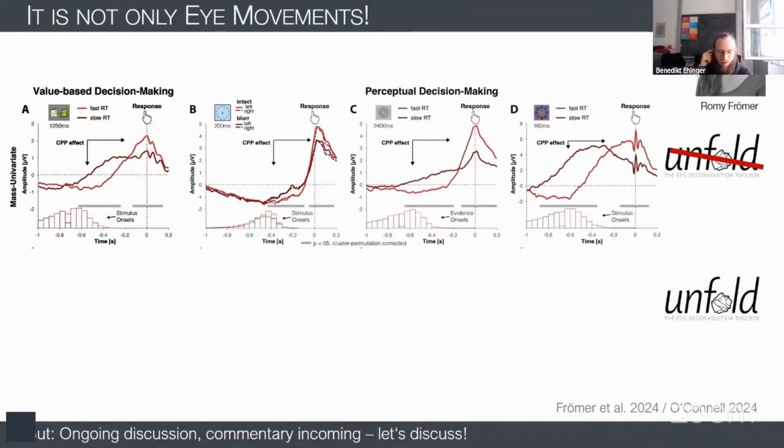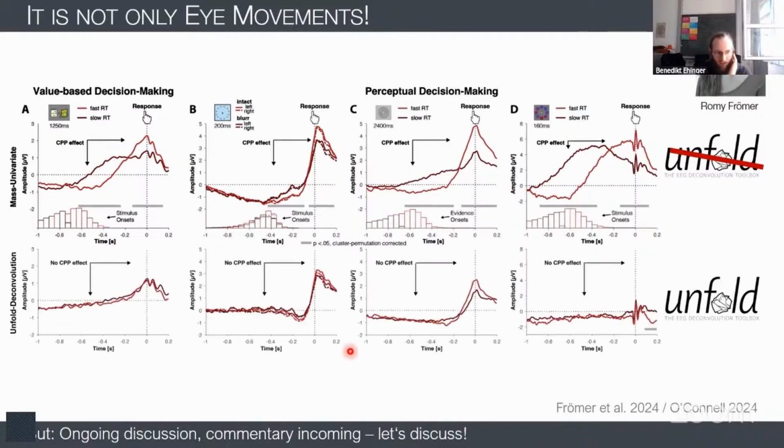Basically, what Romy figured out is, if you apply Unfold to this, then these differences just vanish, right? We find no significant difference anymore. Maybe there's a little bit something like here. Or at least we can definitely say there's very much a reduction of this kind of effect.